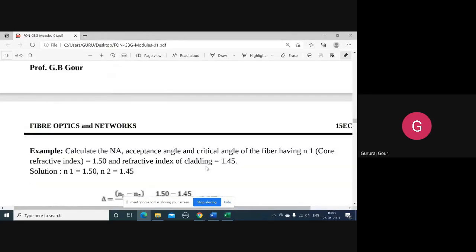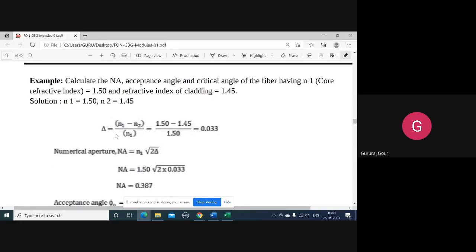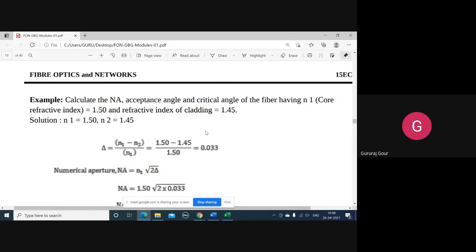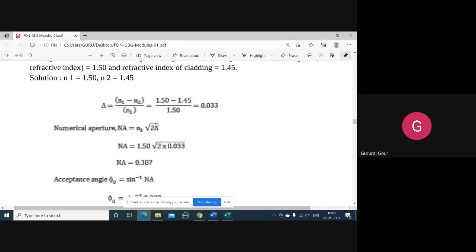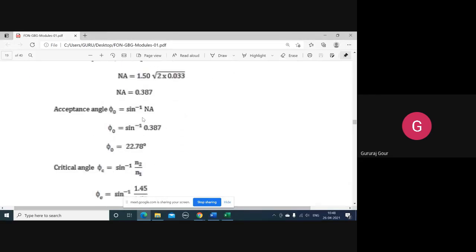Present the answers. Calculate the NA numerical aperture, acceptance angle, and critical angle for the fiber having N1, that is the core index, 1.5 and cladding 1.45. This is the relationship between delta and refractive indices that you can calculate. What delta means we can see later, but remember it right now. Numerical aperture NA is given by N1 square root of 2 delta. You can substitute the values, you will get the numerical aperture. And acceptance angle is given by sine inverse of numerical aperture.